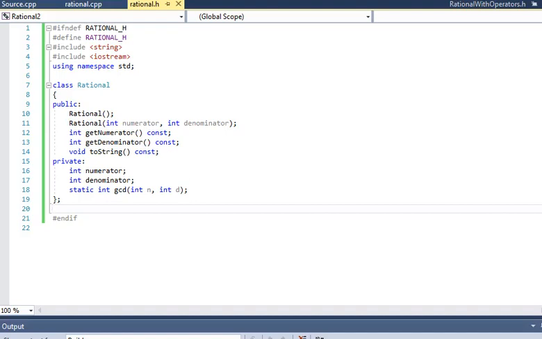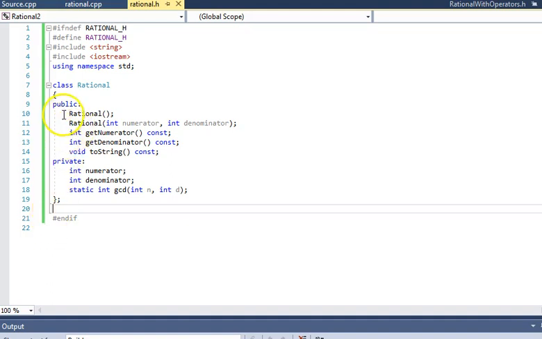In this chapter, we'll define a class to represent rational numbers or fractions. We call the class Rational. And then we'll overload arithmetic operators such as addition, subtraction, multiplication, and division for this particular class. I've already started defining the class.